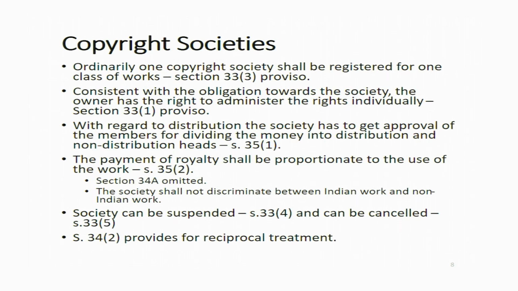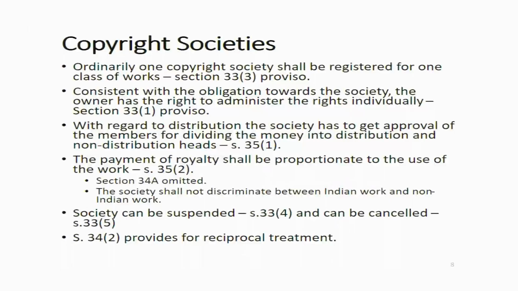Section 35 subsection 1 says, out of the entire money collected by the copyright society, the money has to be divided into distribution head and non-distribution head. Part of the money will be used in expenses of the society. Now, that division has to be done by getting approval of all the members of the society.